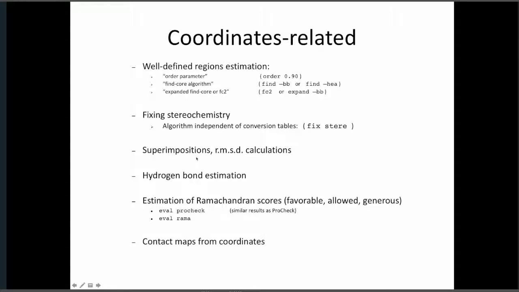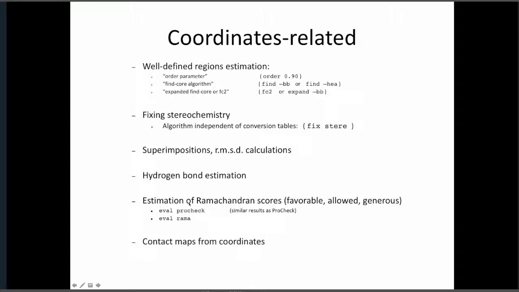Then the other important part is superimpositions, r.m.s.d. or root mean square deviation calculations, or hydrogen bond estimation. There is a lot of software that will do a better job than PDBStat, but it's handy if you already loaded a set of models that you can use those commands.